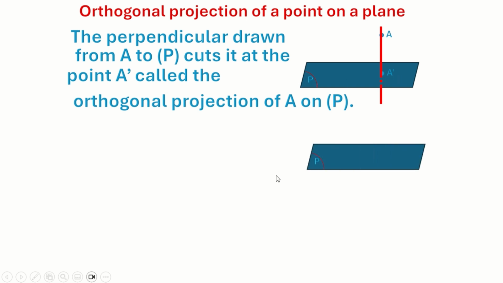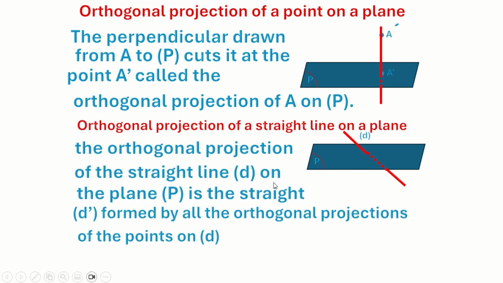The orthogonal projection of a straight line on a plane P. Given a straight line D, cutting the plane P, sometimes the straight line D is parallel to P. The orthogonal projection of D is the orthogonal projection of all the points on D, as we will see here. This is a point on D. Its orthogonal projection on plane P. And here we have a point, its orthogonal projection.